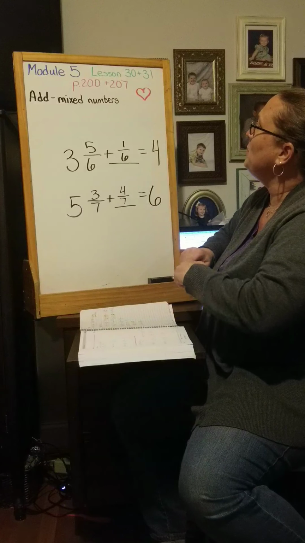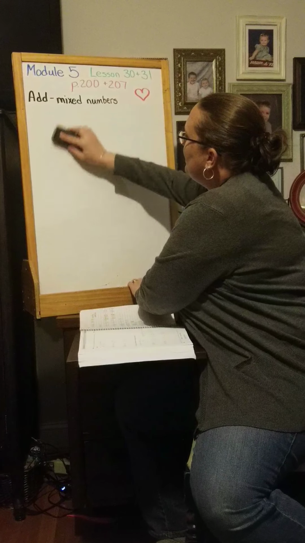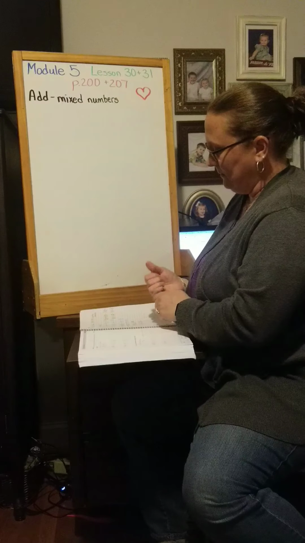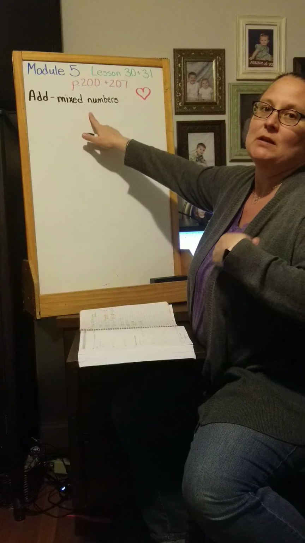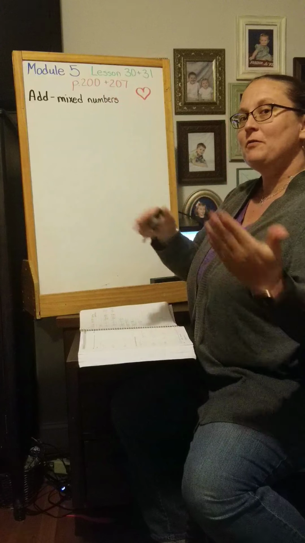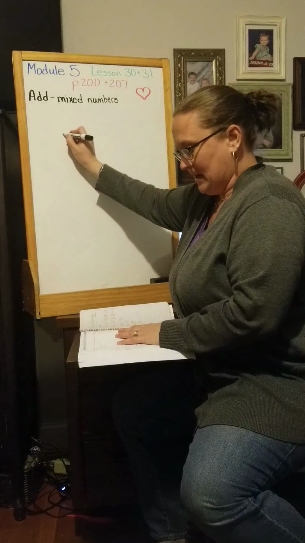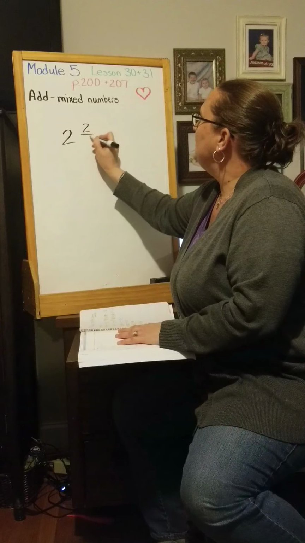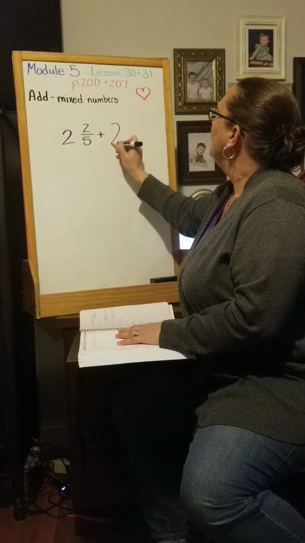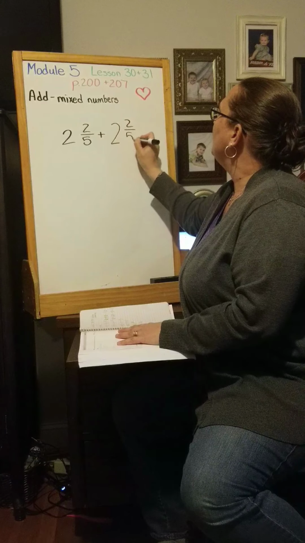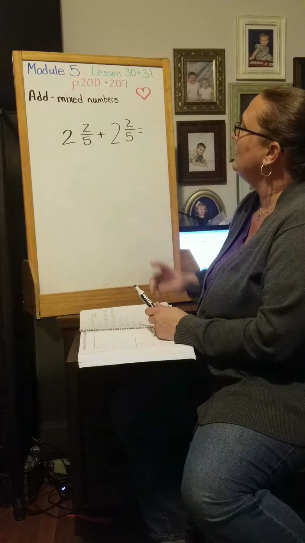All right, so those are the kinds of problems you're going to be working with in lesson 30. Now, the difference between 30 and 31 is only that they add another, it's 2 mixed numbers. First we were doing just a mixed number and a fraction. Now it's just adding 2 mixed numbers. So for example, if we had 2 and 2/5 plus 2 and 2/5. Okay? So we have a mixed number and we're adding it to another mixed number.